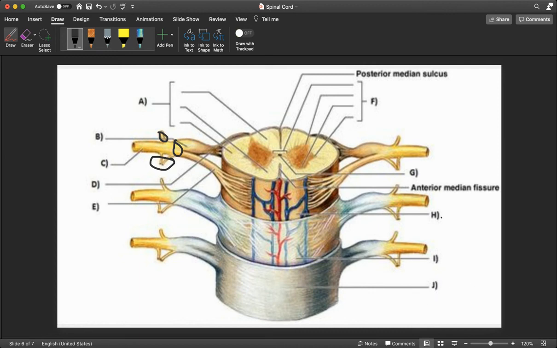But what we didn't have on the other diagram that I wanted to go over was H, I, and J. So we have meninges. These are your protection layers. First, H, this is your pia mater. Pia mater. We know this from the brain. I is your arachnoid. I'm not going to spell that. Arachnoid matter. And then J is your dura mater. So you can see those layers there on this model.